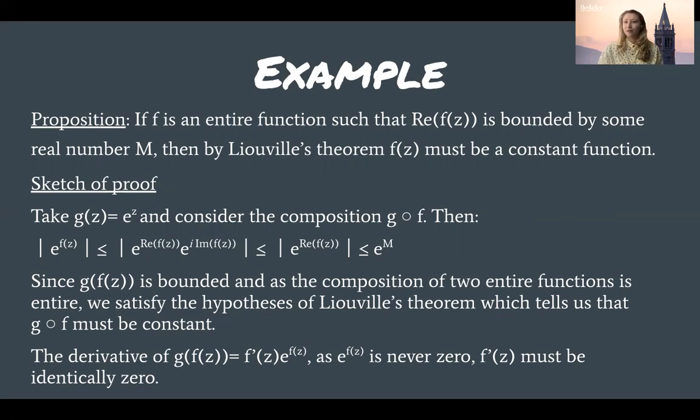And since we've shown that the real component of f of z is bounded, then our composition is bounded by e to the M. Again, another real number. So we have the composition of two entire functions. It's going to be entire, and we've satisfied that it's bounded. So Liouville's theorem tells us that this composition must be constant. So let's look at the derivative of the composition. We get f prime of z multiplied by e to the f of z. And we know that that exponential is never 0. And if it's constant, then it has to have a derivative of 0, because from Cauchy's integral theorem, we have that if f is defined over a connected region and its derivative is 0, then it has to be constant. And so these two taken together tell us that our function f has to be constant.